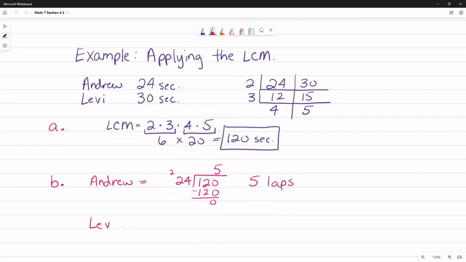And Levi, I feel for Levi, man. I'd be right there with him. You know that 4 times 3 is 12. So Levi had done 4 laps.